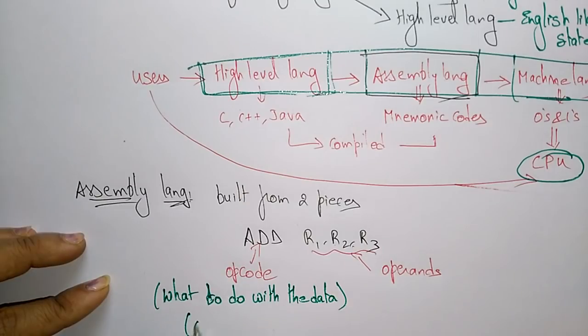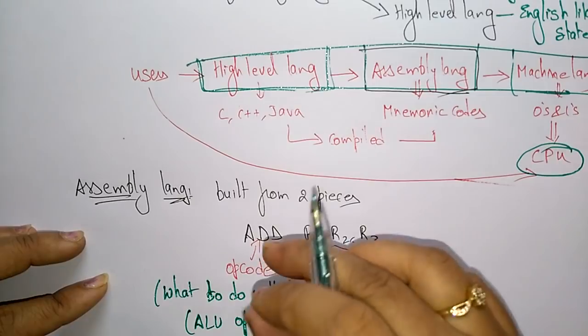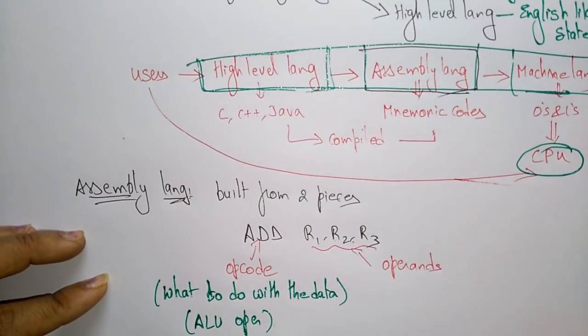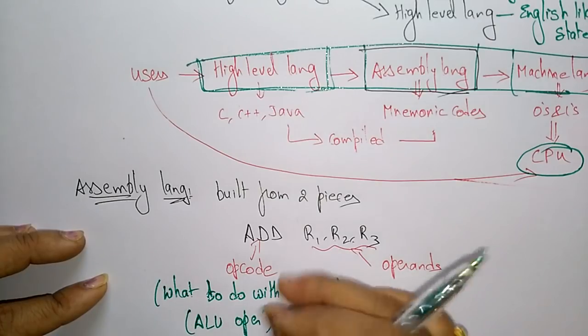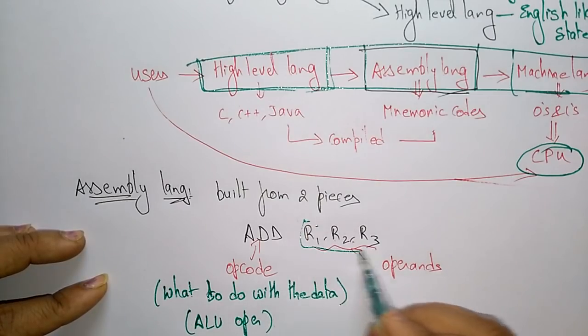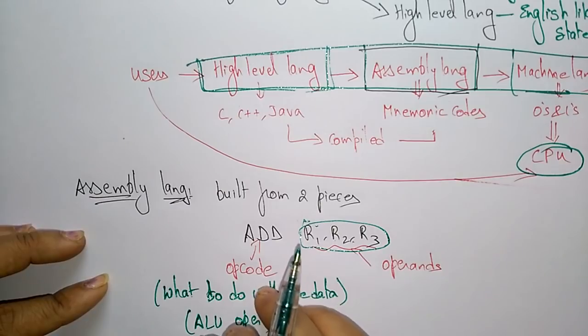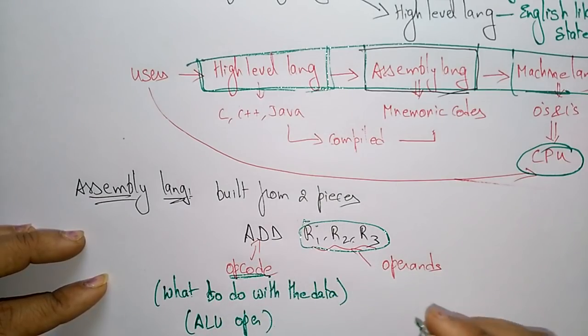So everything will be done by the ALU operations. The opcodes will be performed by the ALU, the arithmetic logic unit. This opcode is saying what to do with the data. Whatever data is given here, what I have to do with this data will be told by this opcode. So here the addition operation has to be done.